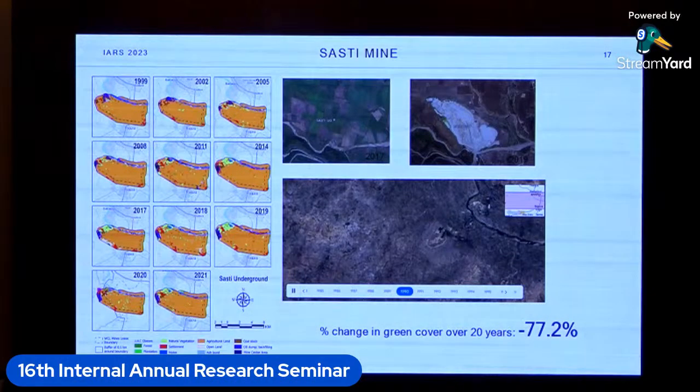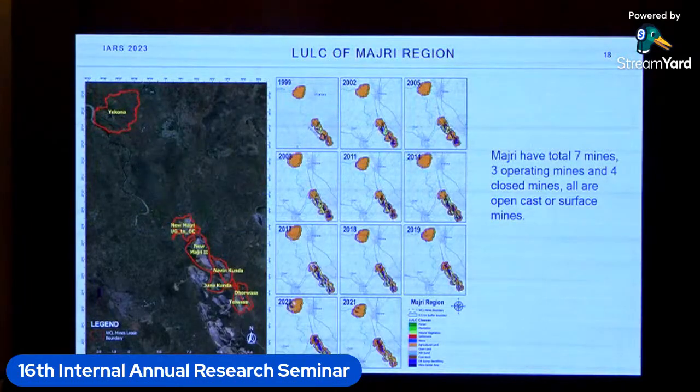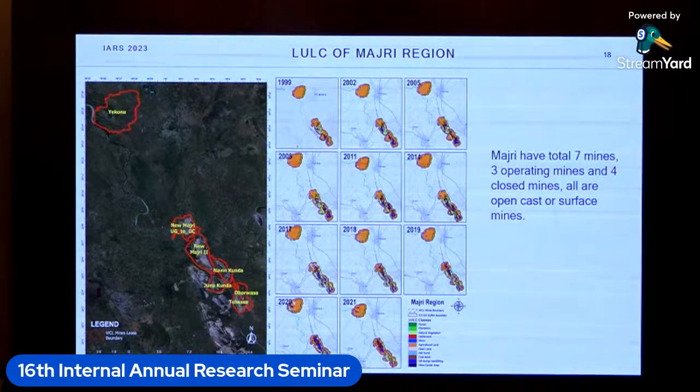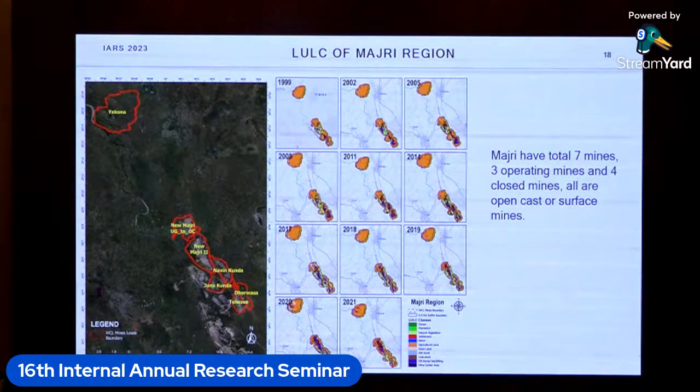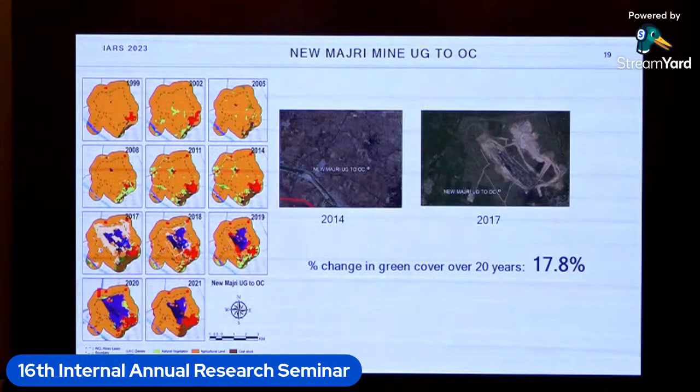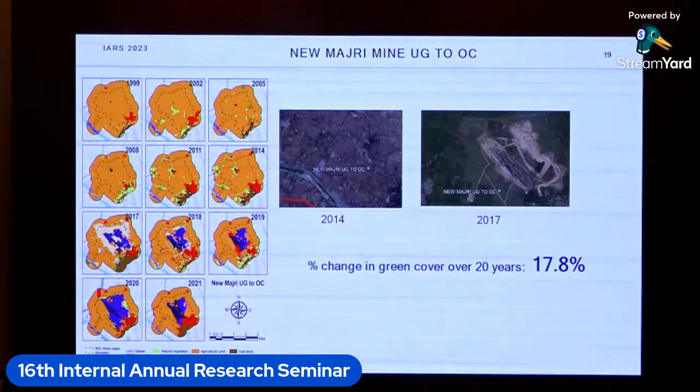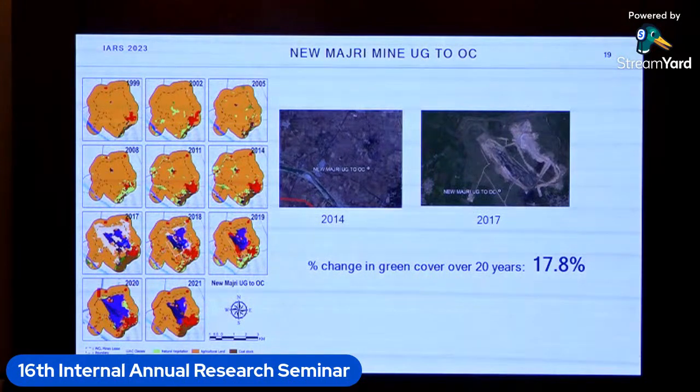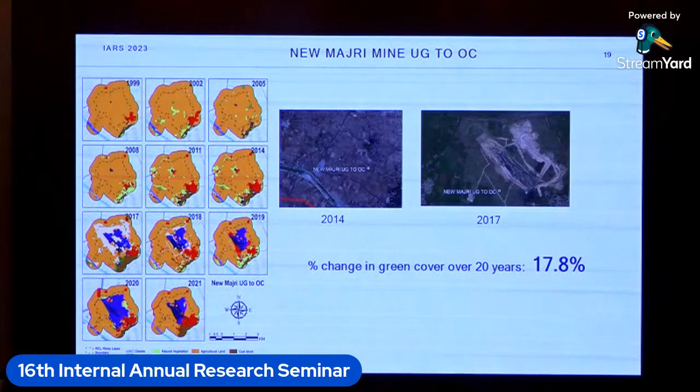We have a third region, that is Majri region. This Majri region has 7 mines, 3 are operating mines, 4 are closed mines, and all are open cast mines. I am taking an example here of New Majri one mine, which has been converted from underground to open cast. Although it has been converted to an open cast mine, here we have seen a positive result, that is an increase in green cover by 17%, and it is because their land reclamation activities have been done properly.